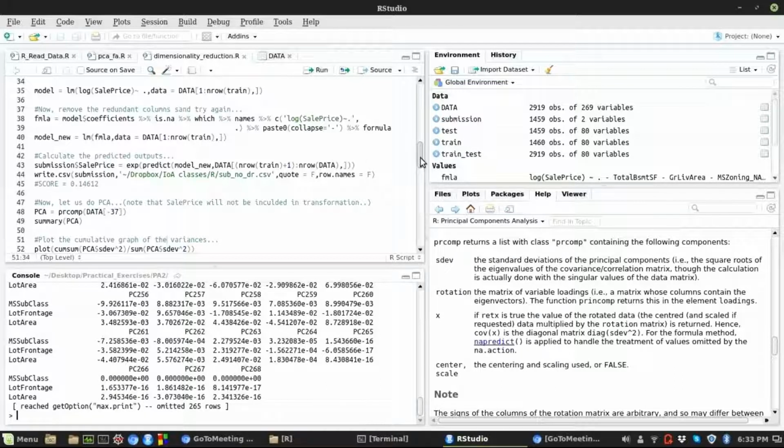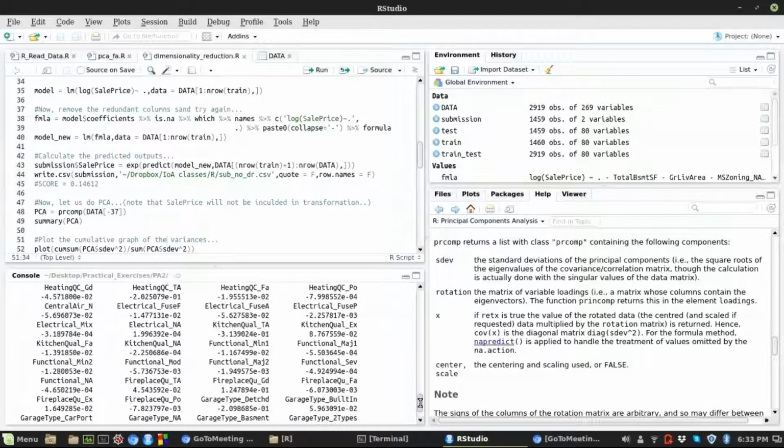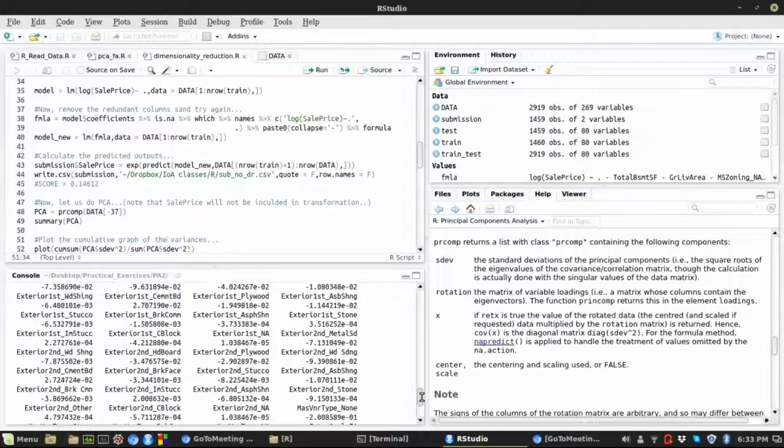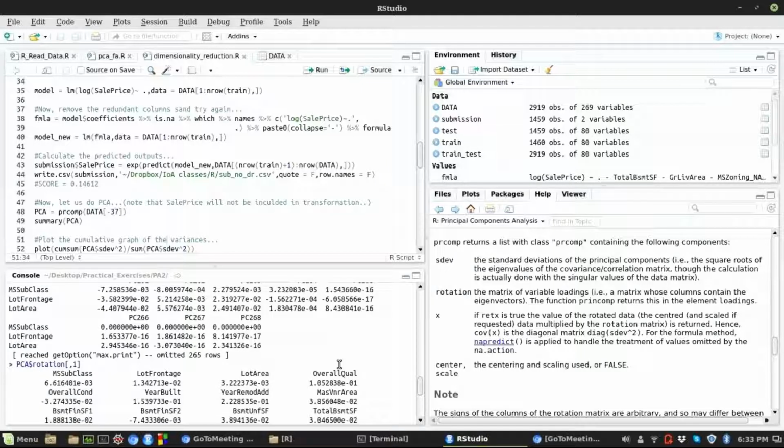For example, can you just show me PC1? Yeah, we want to see PC1. Okay, so PCA dollar rotation, comma 1. Now let's look at which are the variables which are actually contributing most to PC1. This is PC1. Yes, it's the first column of the rotation matrix.